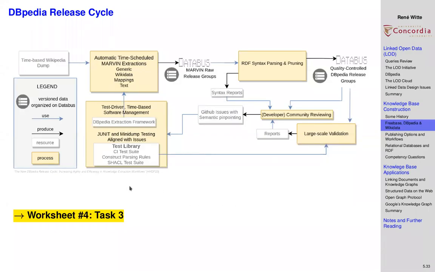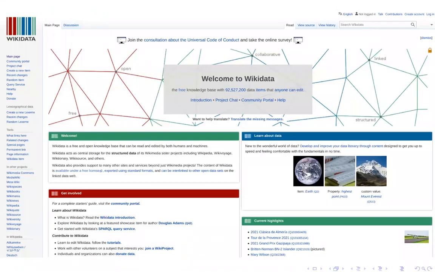Okay, so the task on the worksheet was about comparing DBpedia with another knowledge graph that we've briefly seen a few times, Wikidata. And please post your insights on the worksheet forum on Moodle. So what exactly is Wikidata?